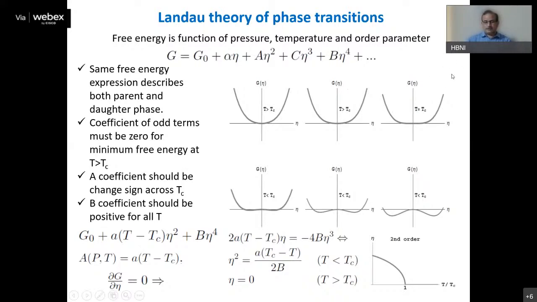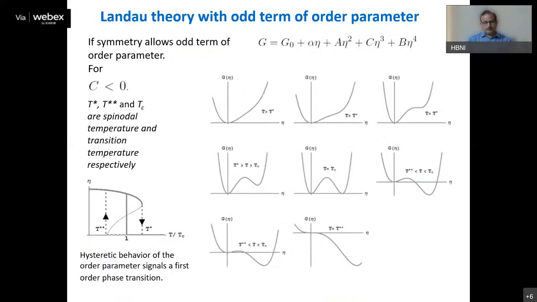So researchers thought of using this formalism for describing other kinds of phase transitions also, like first order phase transitions. How to do that? For example, let us consider a case where the symmetry is such that you can have odd powers of the order parameter.